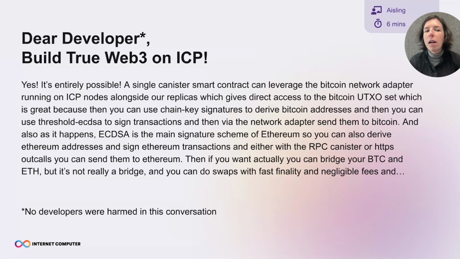Oh, yes, it's entirely possible to build true Web3 on ICP, like with one smart contract here. You can leverage the Bitcoin network adapter running on ICP nodes alongside our replicas, which gives you direct access to the UTXO set, which is great because then you can use chain key signatures to derive Bitcoin addresses. And then you can use threshold ECDSA to sign transactions. And then with the network, you send them here and you send them there.